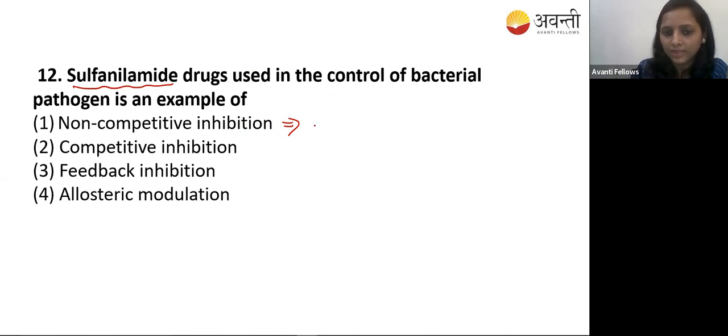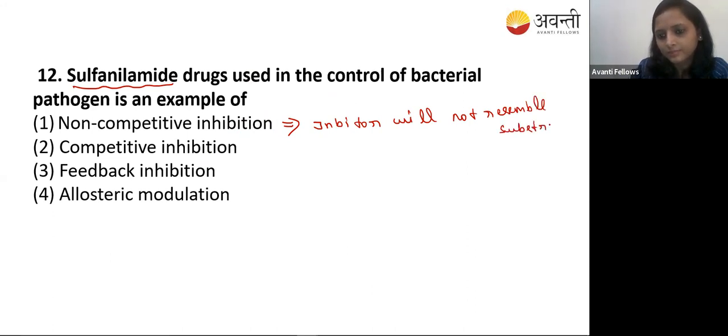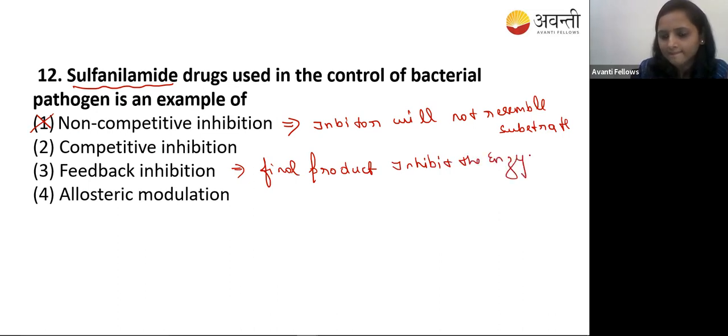In non-competitive inhibition, the inhibitor does not resemble the substrate. So that is the reason it is not non-competitive inhibition. Coming to feedback inhibition, where the final product inhibits the enzyme, we call that feedback inhibition. So option 3 is also wrong.